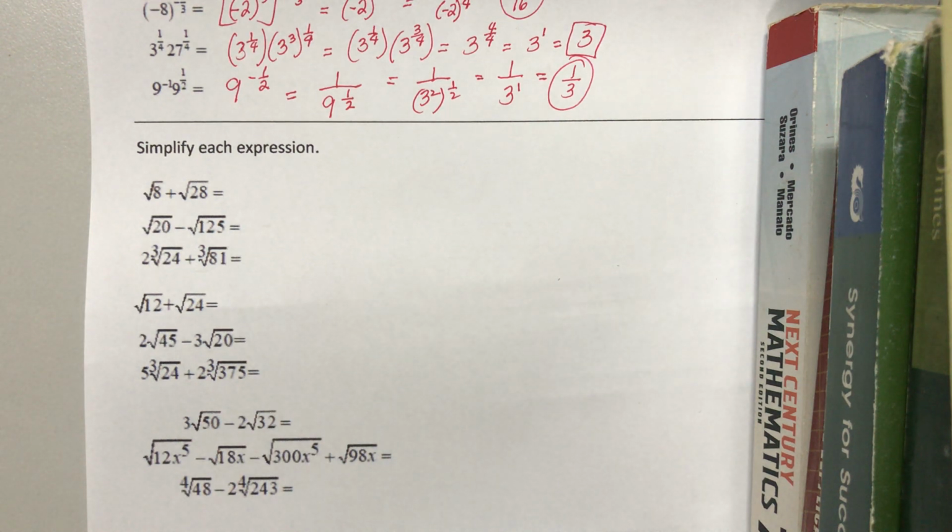So simplify each of the following expressions. Say square root of 8 plus square root of 28. Now the rule says that you can only add or subtract like radicals. When can we say that radicals are like, or when can we say that radicals are similar? They are similar if they have the same radicands.